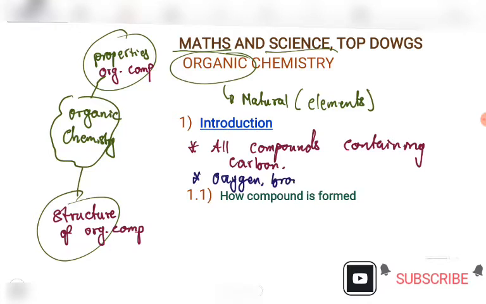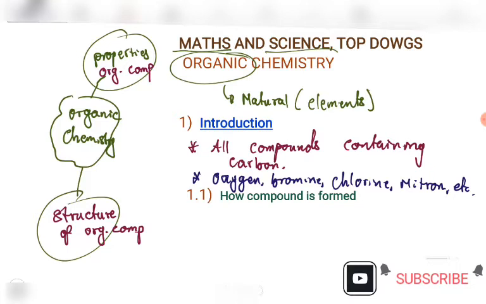Carbon is the building block of all organic compounds, and together with these elements: oxygen, bromine, chlorine, nitrogen, and etc. But at this level, we're just going to take oxygen, bromine, chlorine, and nitrogen only.